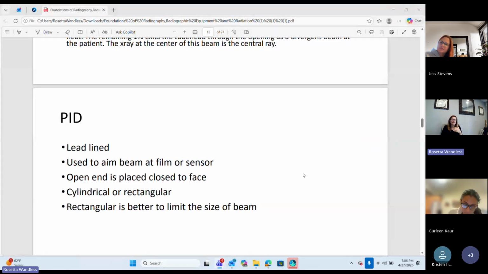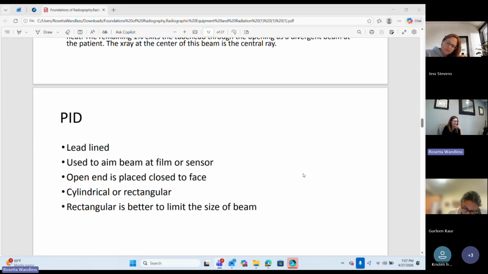We're using it for the aim. It's going to aim the beam at the film or sensor or the tooth area that we're trying to take the picture of. We know it's open-ended and we want it placed as close to the face as possible to get a clear shot. So the closer it is to the film, we know we're not going to have any divergence or scatter. It's going to be very focused. We're not going to get any magnification, let's put it that way. It's going to be very clear, high definition.